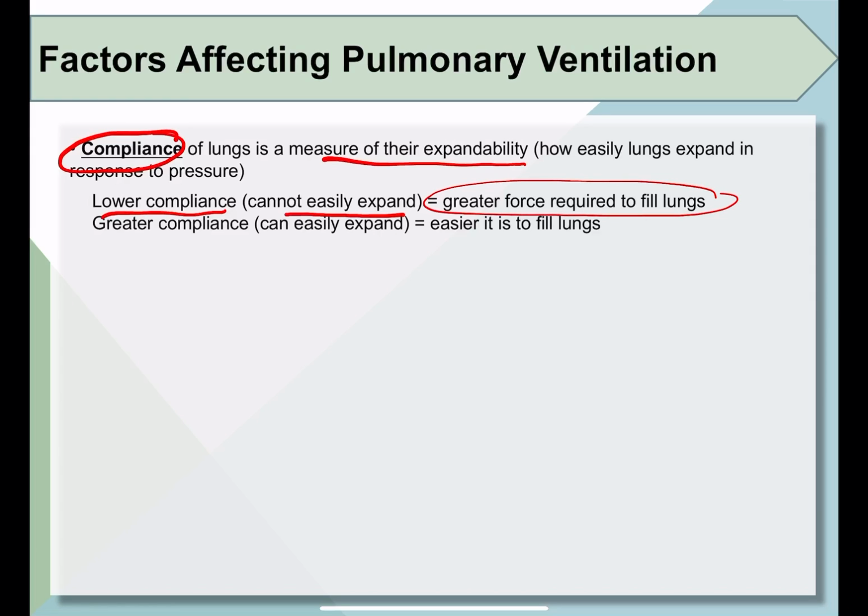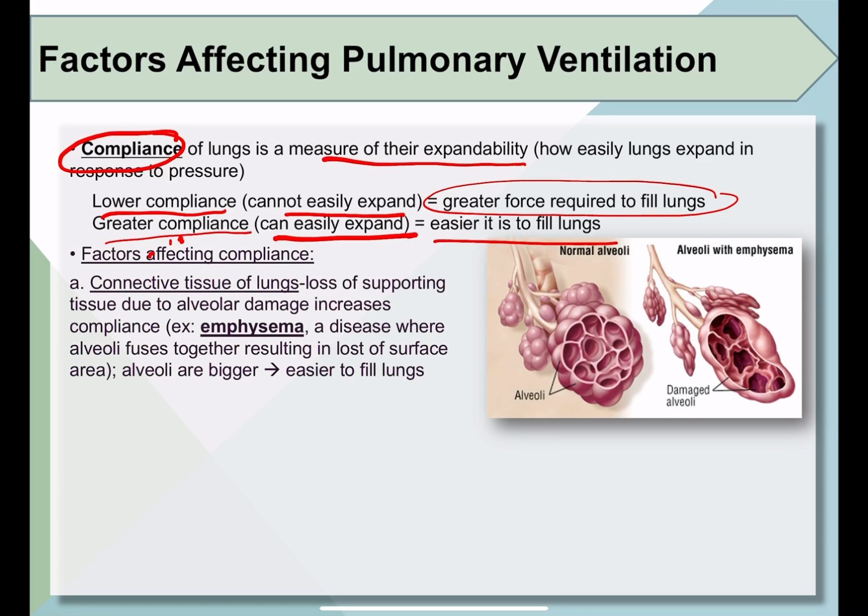Or simply put, lungs with a lower compliance value cannot easily expand, so it would take greater force to fill the lungs. Having a higher compliance value means that it takes a lot lesser force to fill the lungs with air. In other words, lungs with higher compliance will always be easier to expand. So, what are some things that can affect your lungs' compliance value?